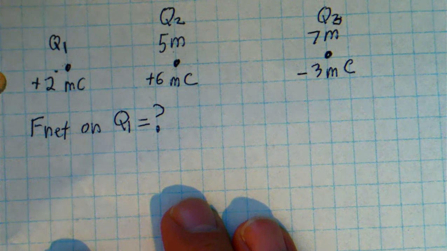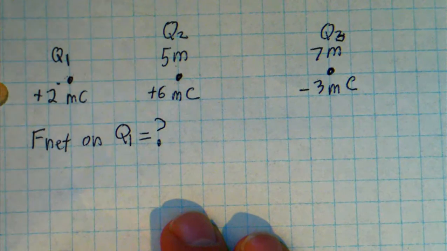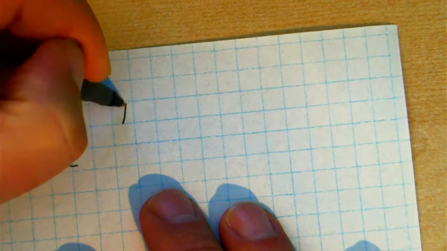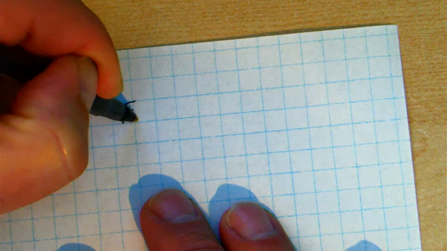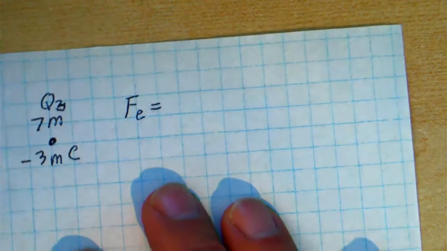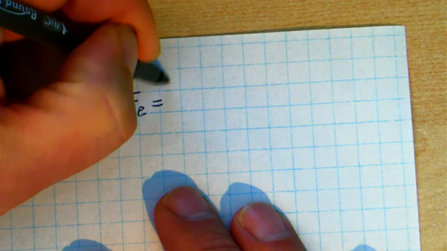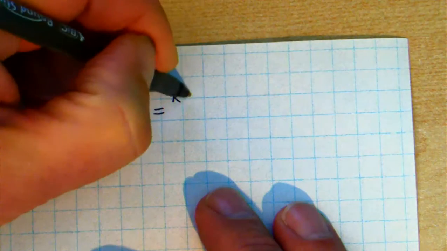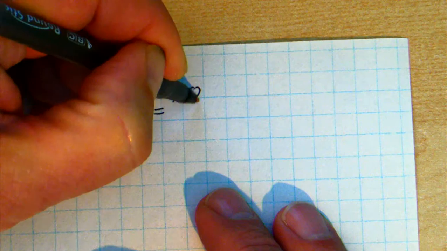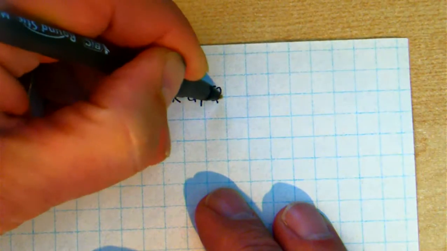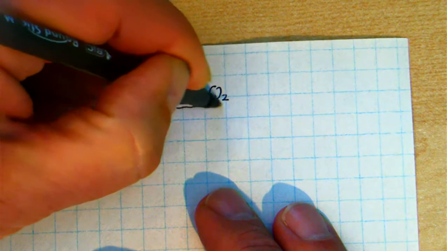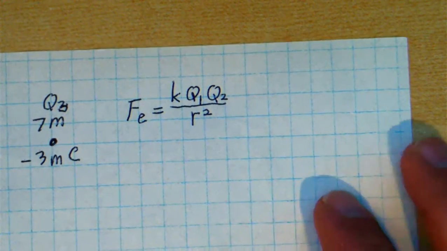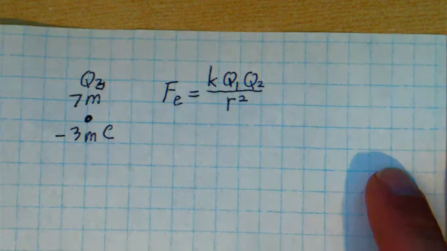To do this kind of a problem, you have to first recognize that Coulomb's law says the force of electrical attraction or repulsion between any two electric charges is equal to the product of lowercase letter k, the Boltzmann's constant, times charge Q1 times charge Q2 divided by r squared, the distance squared between each of those two charges.